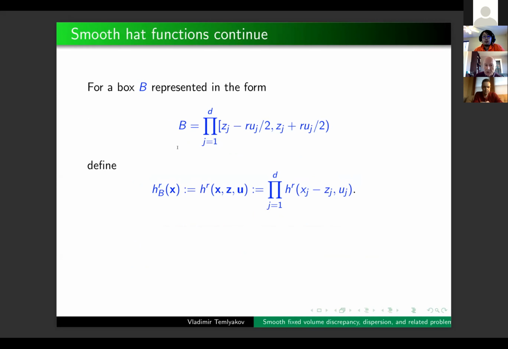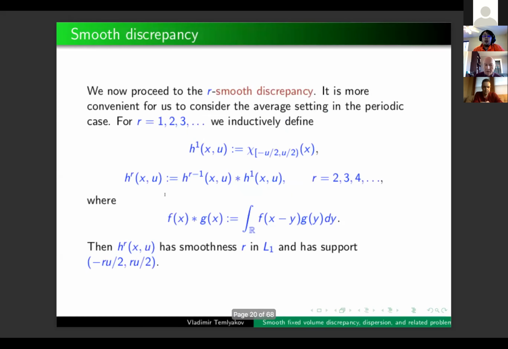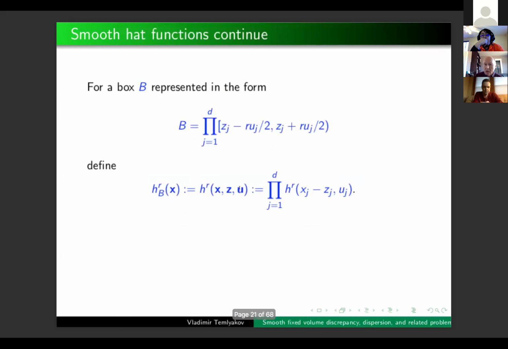But before that, some notation. It's convenient now to index these functions by the box, and the box has this form. Z is the center of the box, and this is exactly like in the previous slide, the support of this function. So basically, this will be the support of that hat function, which is defined on this box. We define this function as a product of univariate smooth functions, which we defined here, and this is on the box.